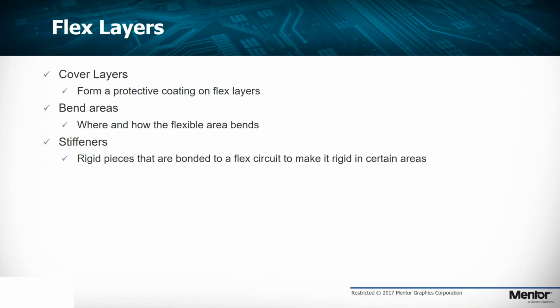Bend areas, pretty easy to understand. That's the actual area on the flex circuitry that is going to be bending back and forth, and we can adjust those and see how that's going to affect the actual bending in real time. And then stiffeners are just a little bit of rigid piece that's bonded to the flex circuit to make it a little bit more rigid in certain areas. And that can be very important to use in certain areas on your flex design.